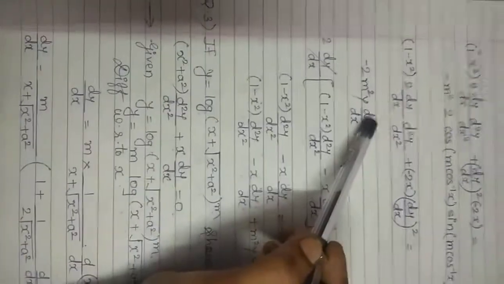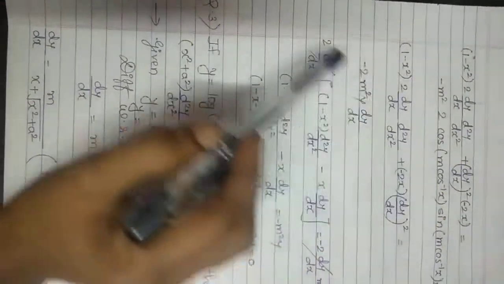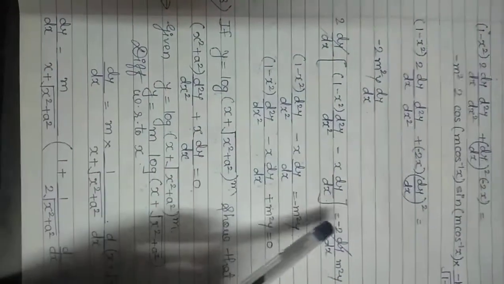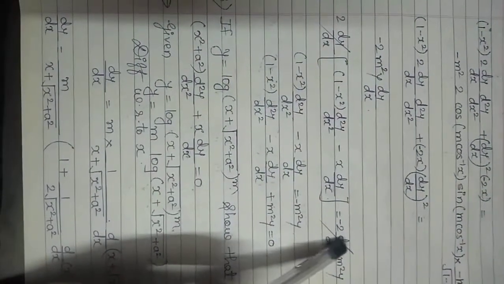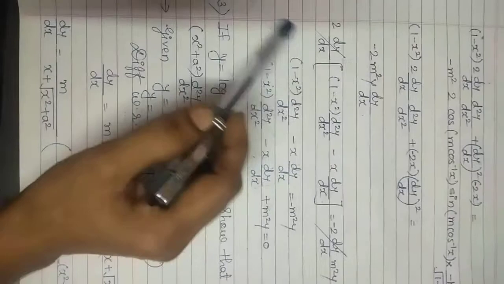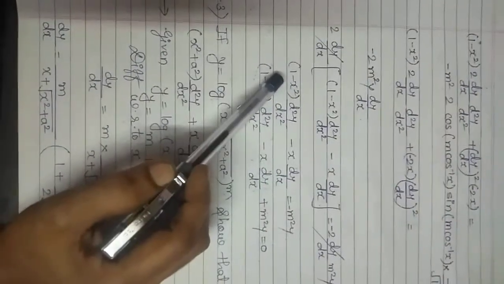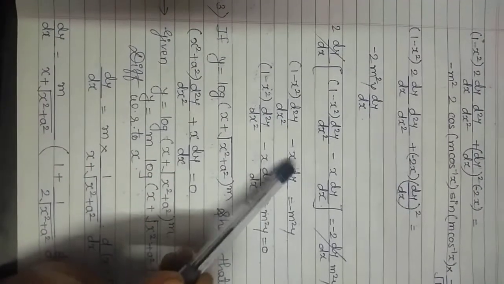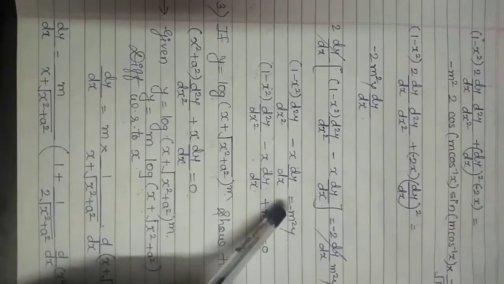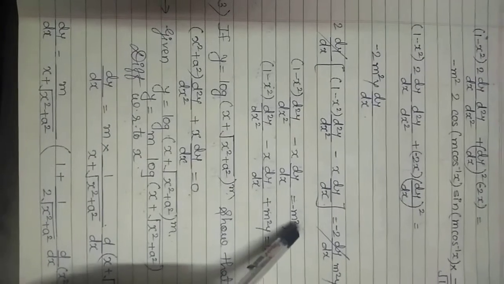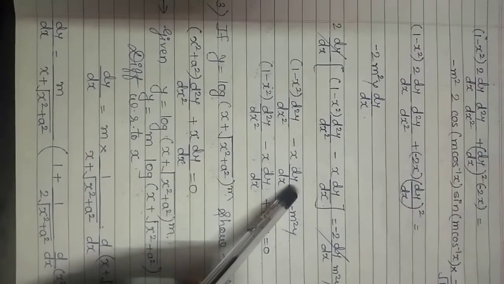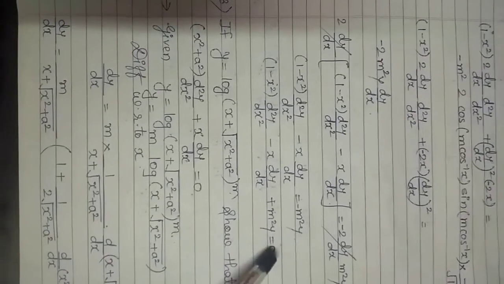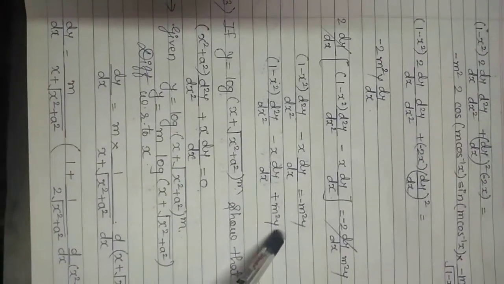So after substituting this, from LHS we will take 2 dy by dx common, and this will be the remaining terms, and 2 dy by dx is present on the right hand side also, so both get cancelled. So remaining terms will be 1 minus x square d square y by dx square minus x into dy by dx is equal to minus m square y. Now we shift this m square y to this side, so negative term will become positive and that is equal to 0, and this is our required term.